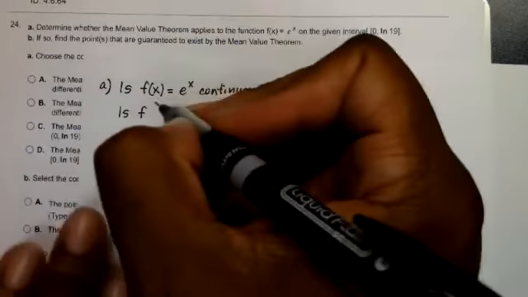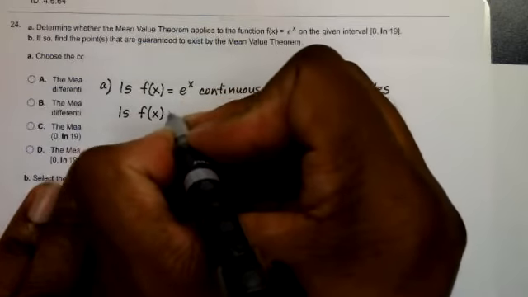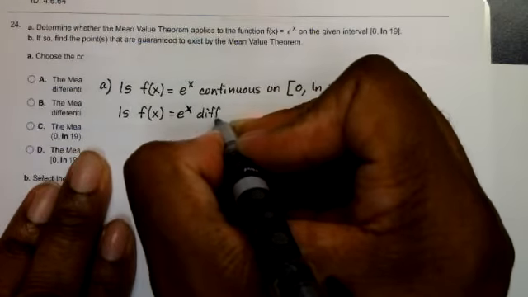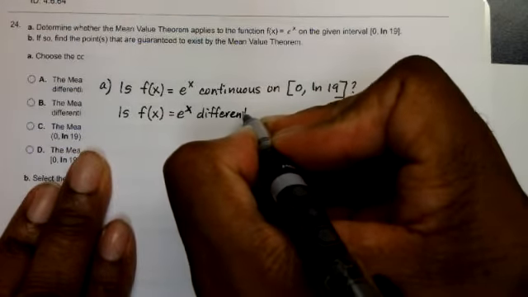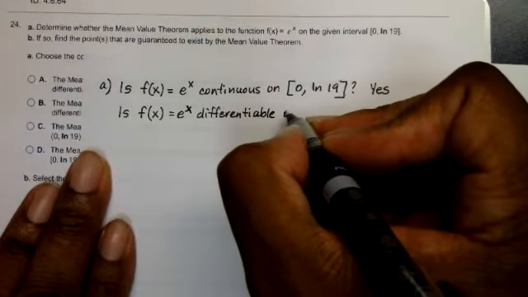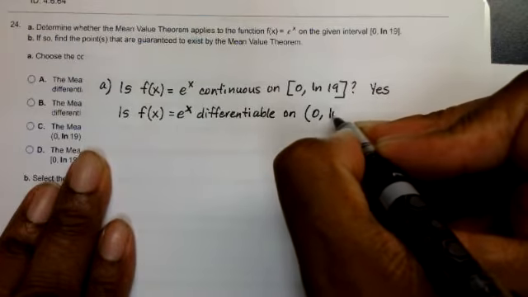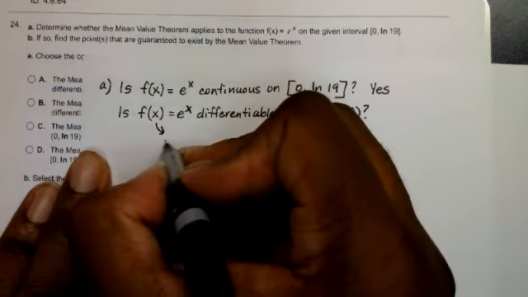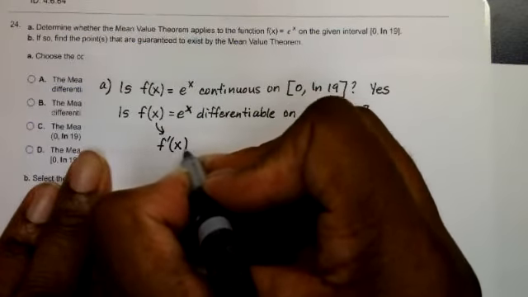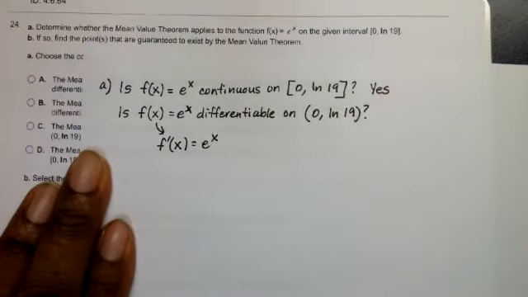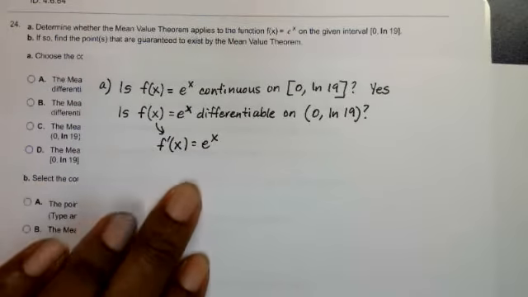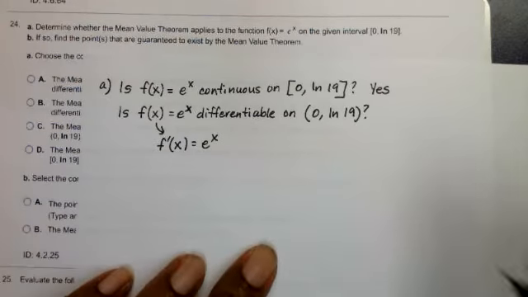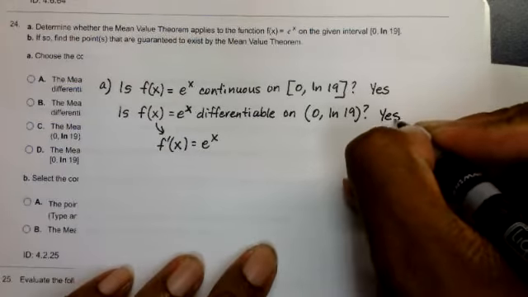is the function f of x equal to e to the x differentiable on this open interval 0, ln of 19? Well, let's take the derivative of f of x equal to e to the x. Well, that's easy. F prime of x is simply e to the x. And again, any x value that you assign within this open interval, you're going to get an f prime of x value for it. So again, this is a yes.